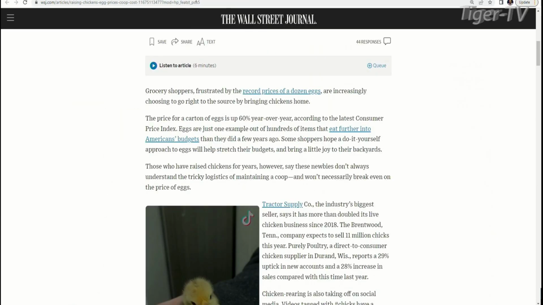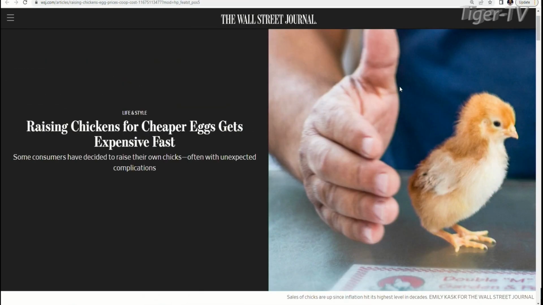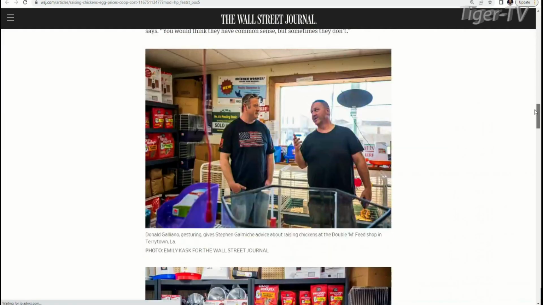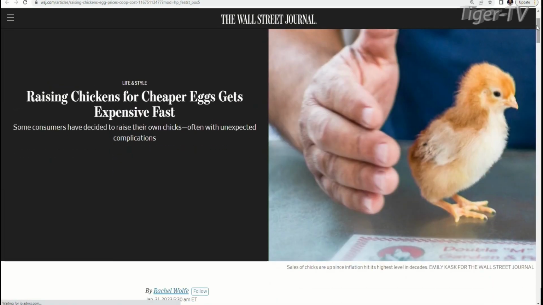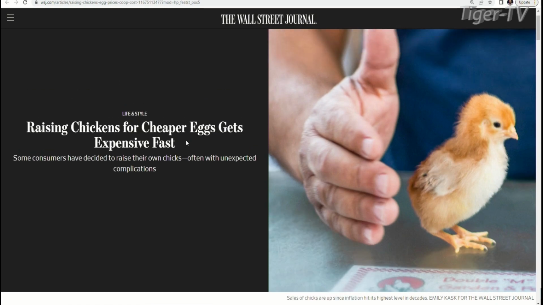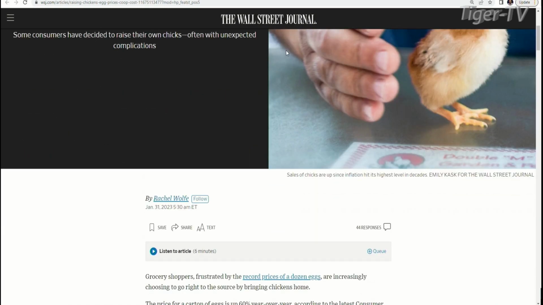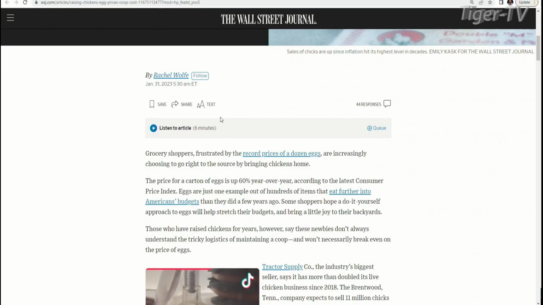And we'll jump to that egg story. How about it? We don't have to go through the whole thing, but an interesting read. I was checking this out this morning, just talking about raising chickens for cheaper eggs gets expensive fast. If you don't think consumers are aware, folks, that not only are they going to be price shopping, they're just going to go out and buy some chickens and raise their own eggs. Consumers have decided to raise their own chicks. And as you may expect, not always as easy as you may expect there.